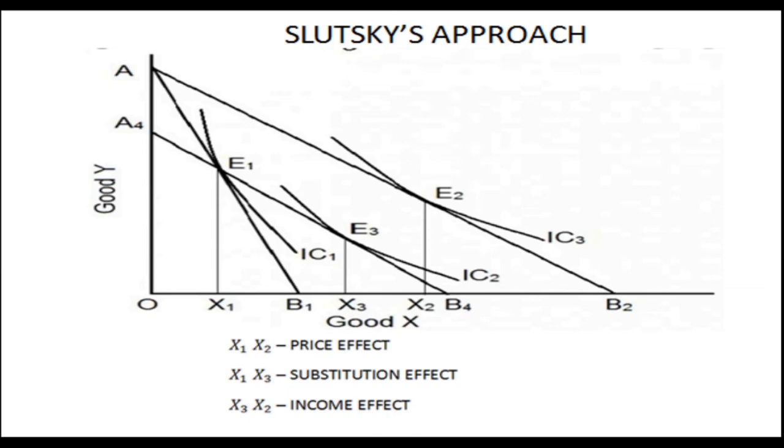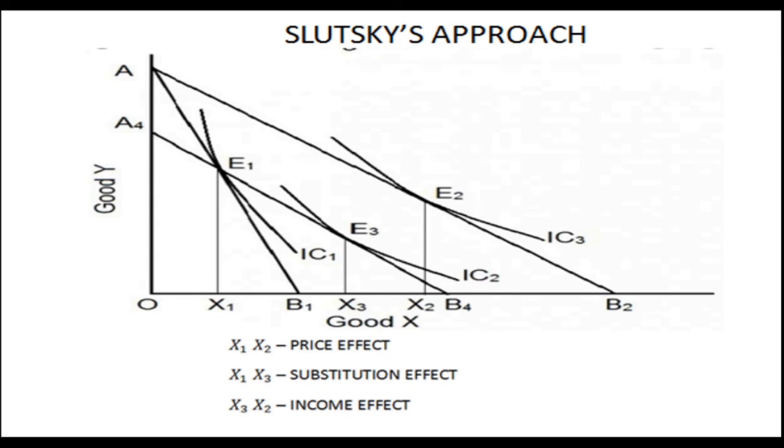At point E2, the consumer was purchasing OX2 of good X, but at point E3, the consumer is purchasing OX3 of good X. So there is a reduction of the consumption of good X by X3, X2, and this reduction of good X is due to the change in income. So this is called the income effect. The movement from E2 to E3 is called the income effect. So X3, X2 is the income effect. And we already derived the price effect as X1, X2.